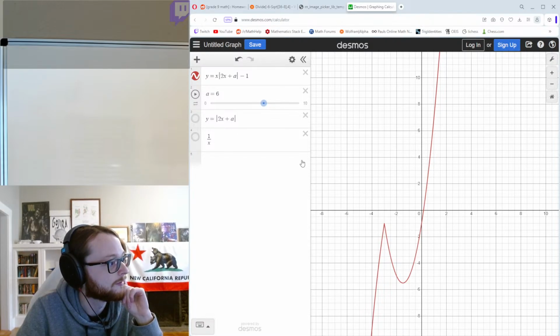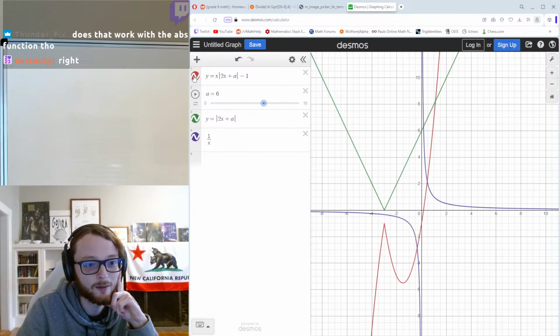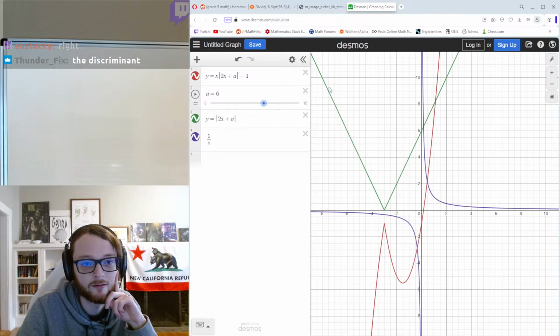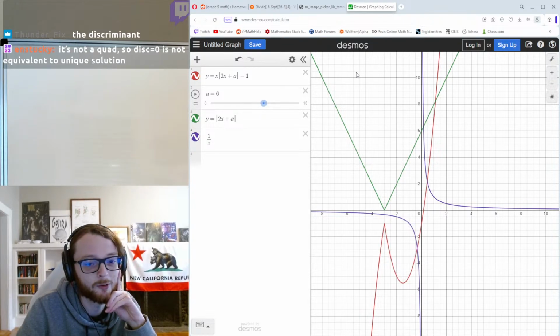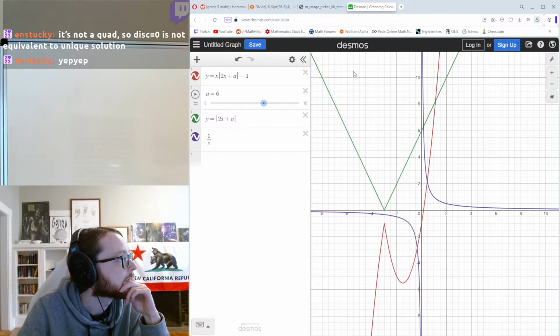Discriminant should be 0. Yeah, it might be a consequence of the absolute value. Like, or it might, the absolute value might be messing things up. So it looks like, you know, if you did continue the parabola, normally you would have two solutions. Discriminant equals 0 is equivalent to unique solution. Okay, that's okay. Fair enough.